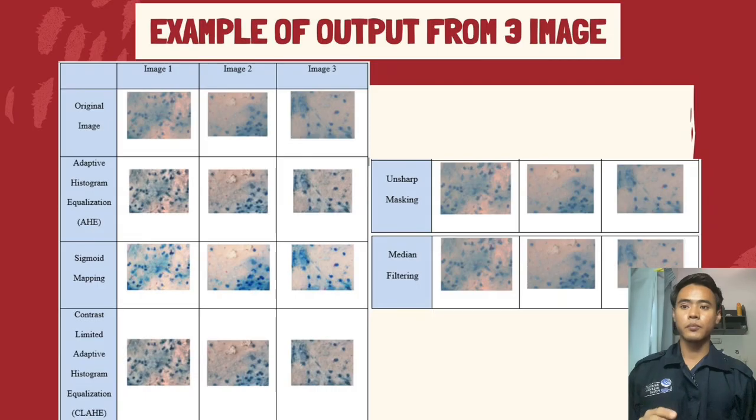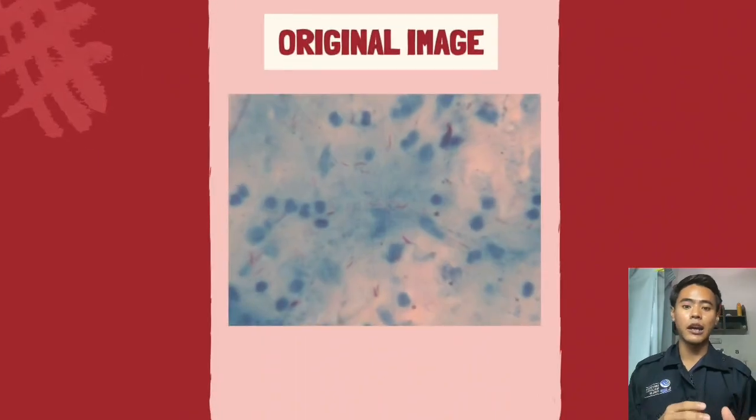From here you can see that the input is 3 images, and every image will go through the 5 methods that we use in this project. Every image has 5 outputs, so that we can make a comparison with the original image. From the coding, this is the original image that we use to make the enhancement using 5 methods, with each method having its own different parameter values.